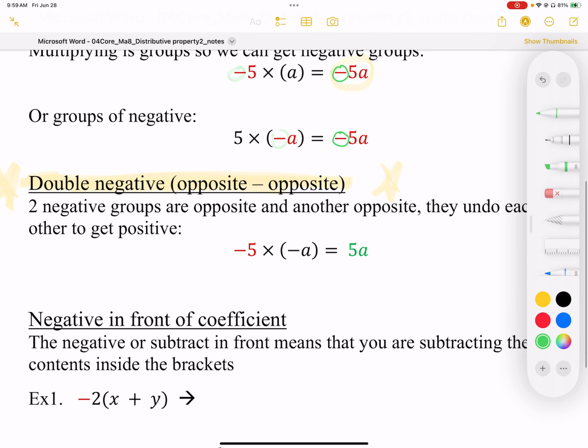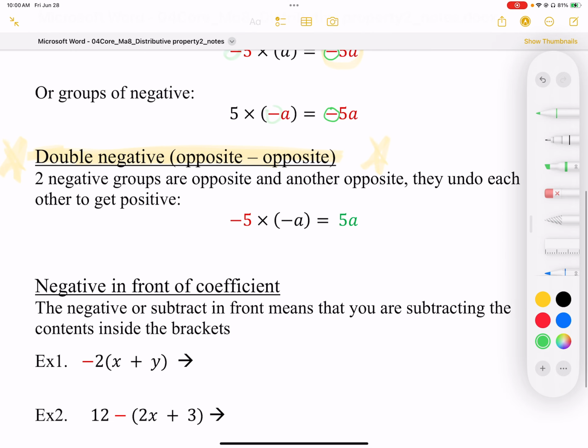Double negatives are different. Double negatives are really important. These are opposites. And in math, when I have opposites, they undo each other. So if I have two negative groups, one opposite cancels out the other opposite, and they undo each other to get a positive. If I have -5 groups of -A, well, this is opposite, which means I end up with a plus. So -5 groups of -A means those negatives, or opposites, cancel out, and I end up with a positive.